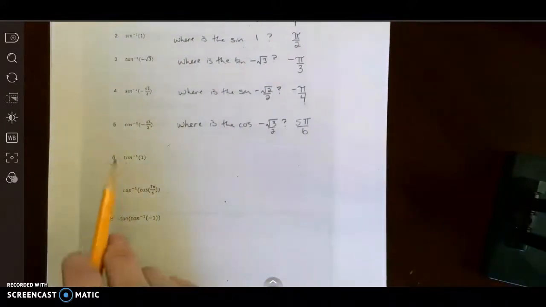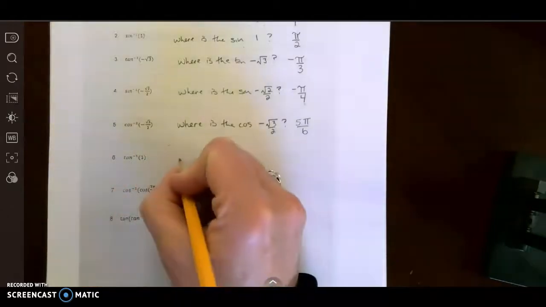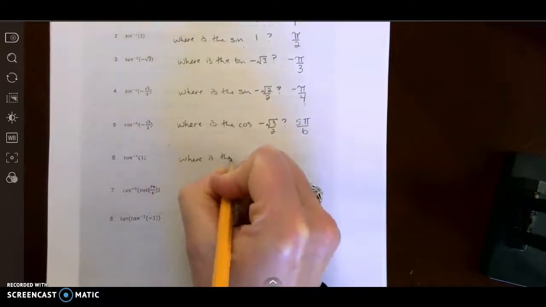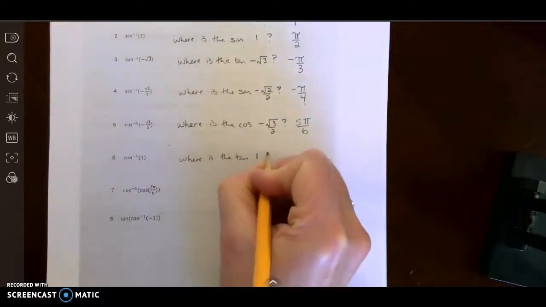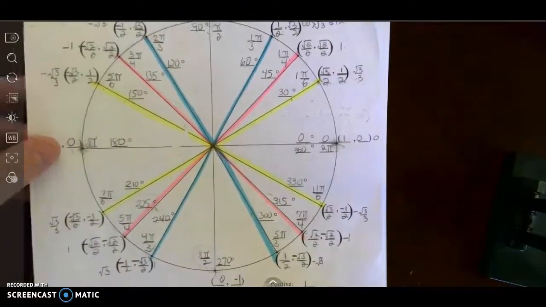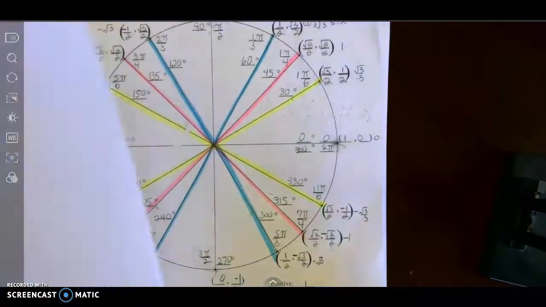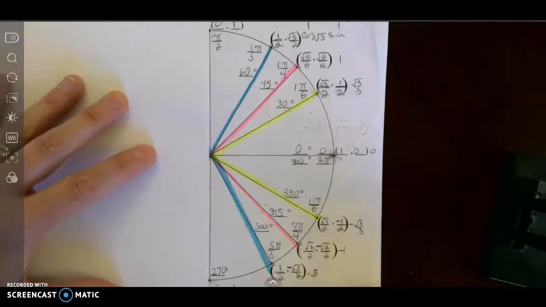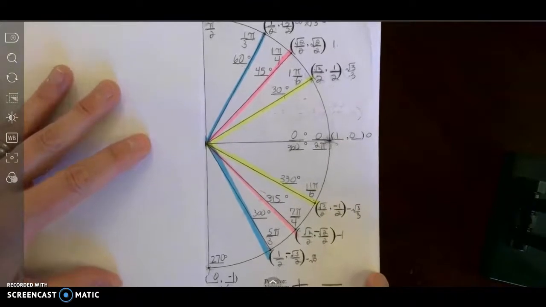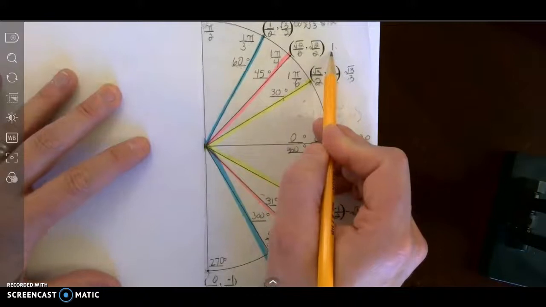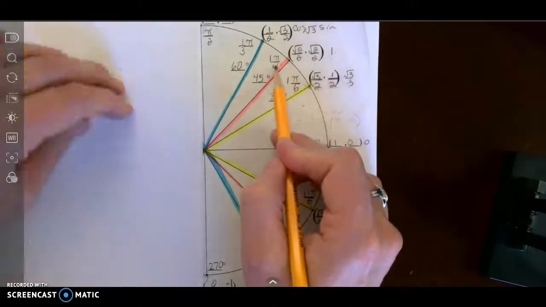Number 6, inverse tangent of 1. That's asking where is the tangent 1. I go to my unit circle. And for inverse tangent, I'm looking at just the right side, and I want a tangent, and I list those on the outside of 1. Right there is where my tangent is 1, and that's at pi over 4.